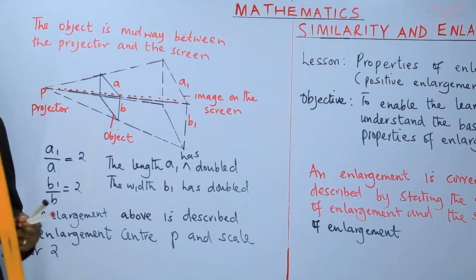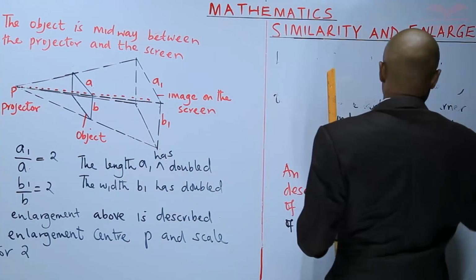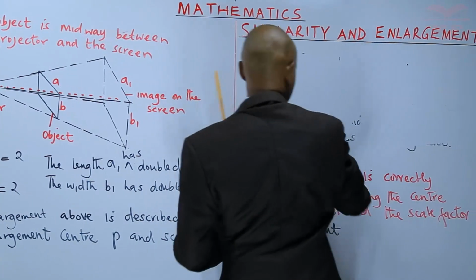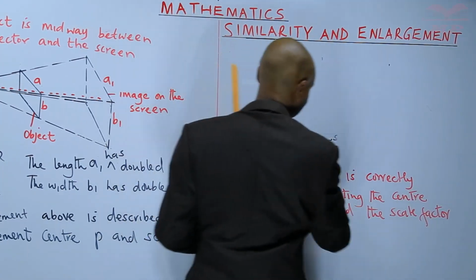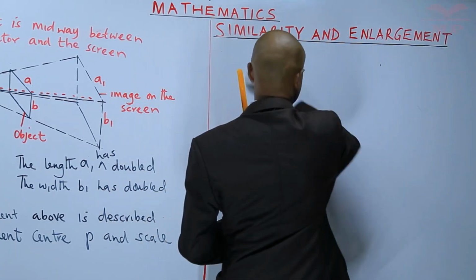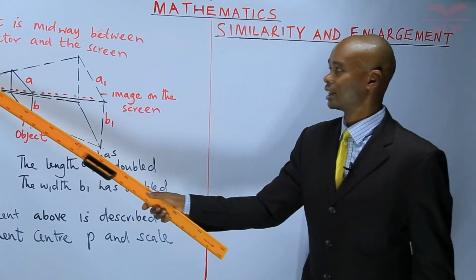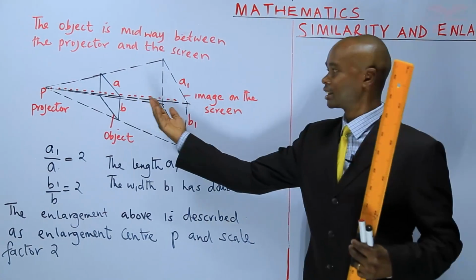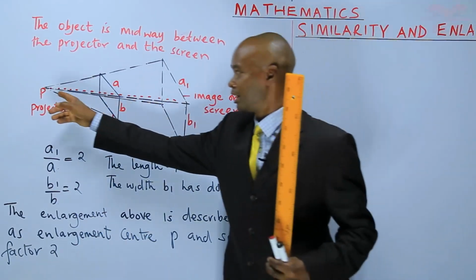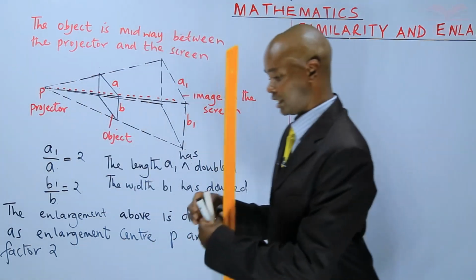There is something I described which I want to explain. We talked of positive enlargement. Positive enlargement is when the enlargement takes place in the same direction of the center of enlargement. It is only in one direction. It is not in this and the other direction.